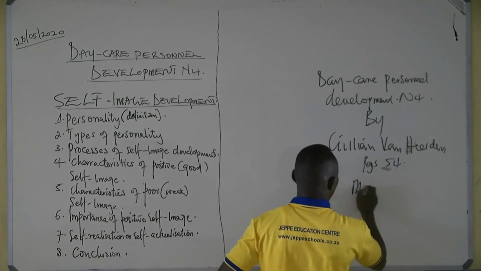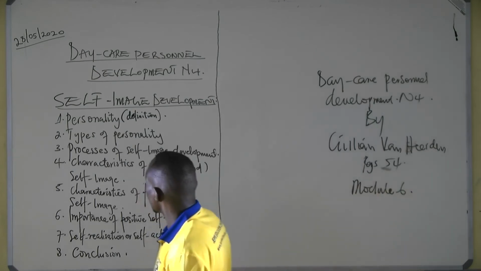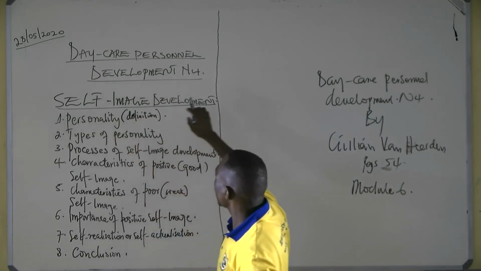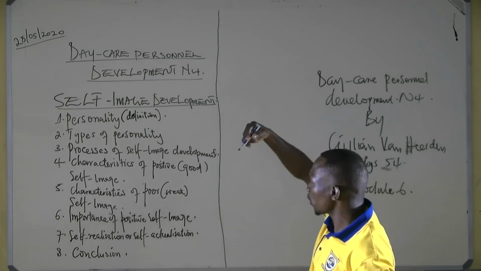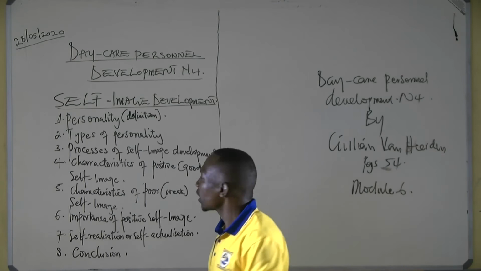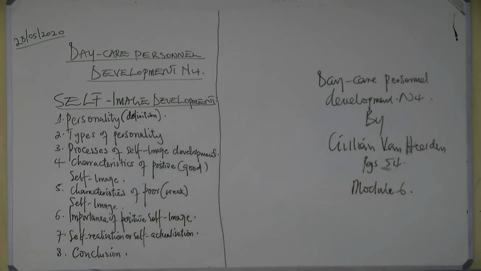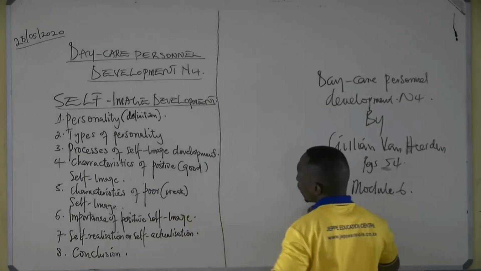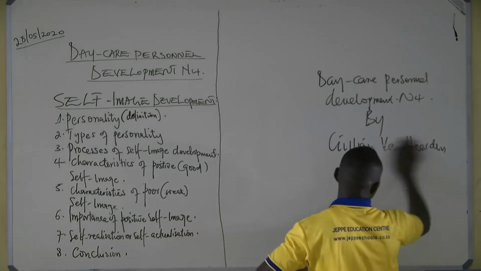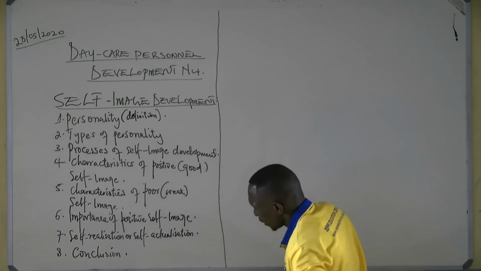Remember, this is module 6. Module 6 is about self-image development. Module 5, which we covered last time, was all about the administrative structures in daycare centers. So let us start looking at them one by one according to the outline of our topic today.